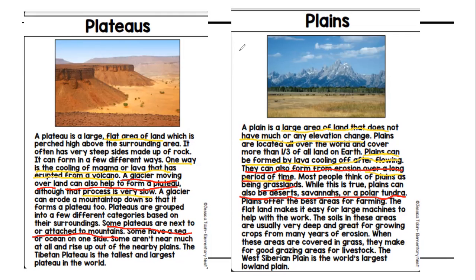And finally, the last difference that we're going to talk about is that the tallest plateau in the world is the Tibetan Plateau. And the West Siberian Plain is the world's largest lowland plain. Excellent job.